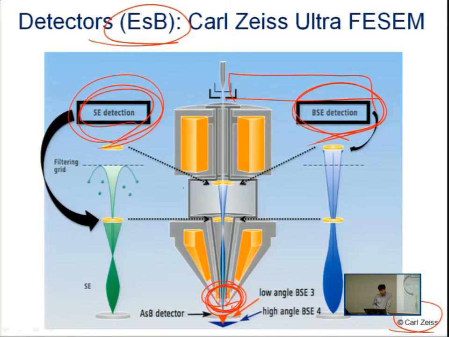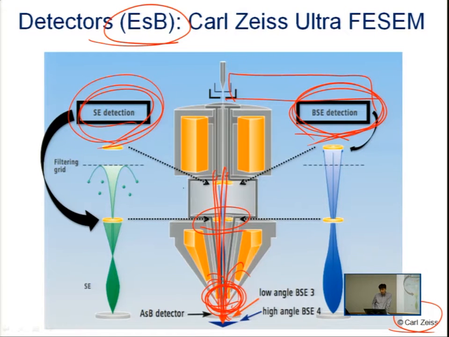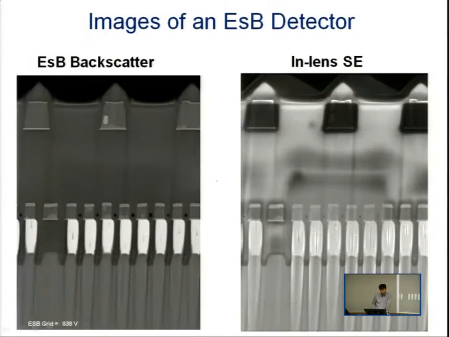electromagnetic field at the tip of the column, so it deflects the secondary electrons and they never reach the detector, and only the high energy backscattered electrons make it to the detector. Using that way, we can filter the signals based on the energy of the electrons.